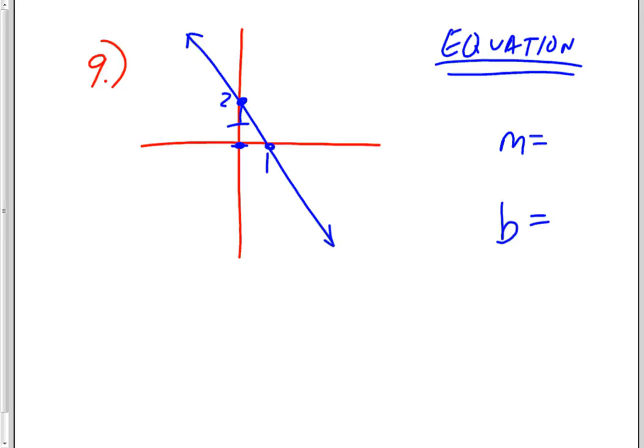How many spaces do I move from here to here? And then how many do I move over? That's the rise and the run. Put that in the drawing. Write down rise, write down run. If the numbers are simple enough, why not just count your unit blocks? So now I have an M. What does B represent? Y-intercept. What's the y-axis intercepted?